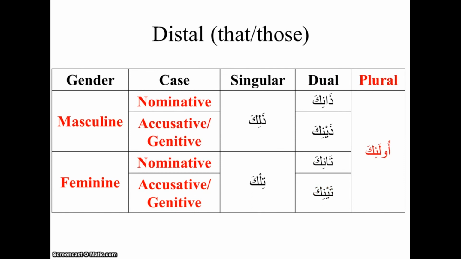The plural, which does not differentiate in terms of gender or case, is ulaika, with an unwritten alif after the lam. This concludes this video on the demonstratives of Arabic.